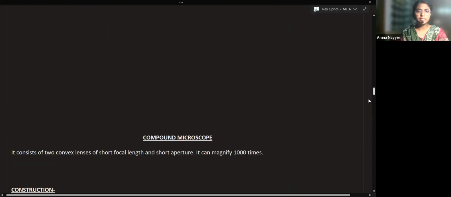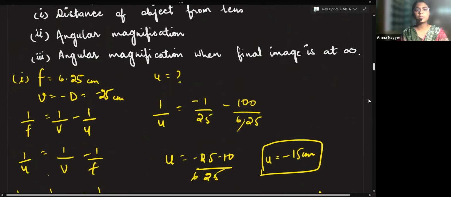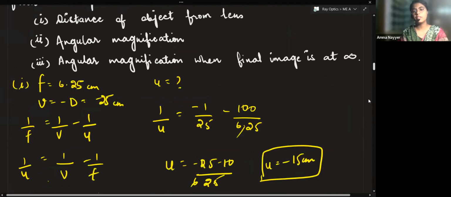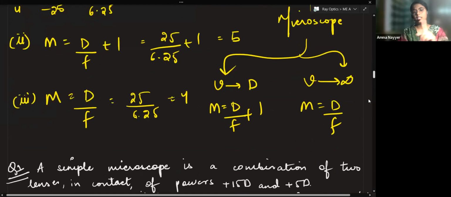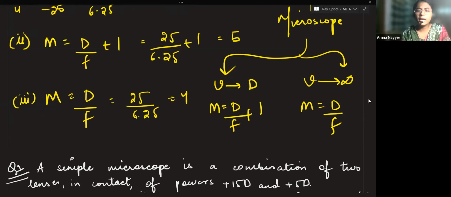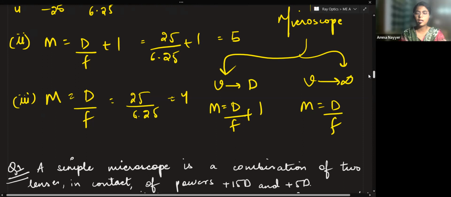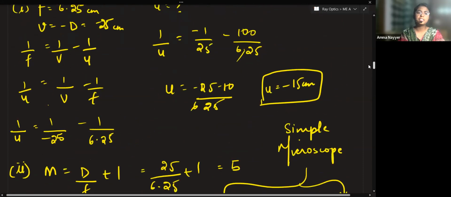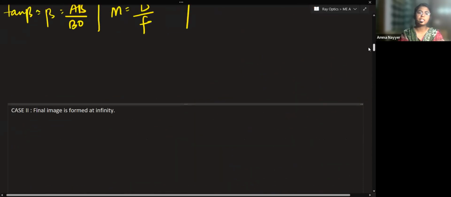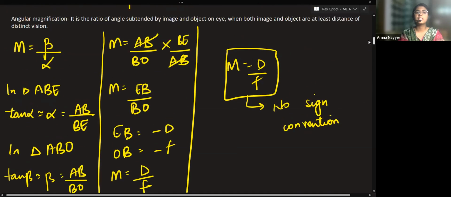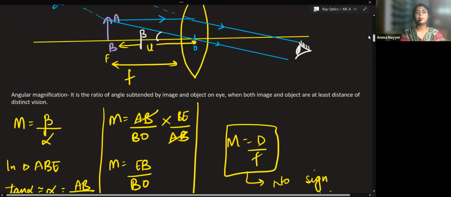Class, revise this. Simple microscope: we had seen two cases. When the image is formed at the least distance of distinct vision, magnification is d by f plus 1. And when the image is formed at infinity, magnification is only d by f. All right. Now this magnification that we are referring to is basically beta by alpha.